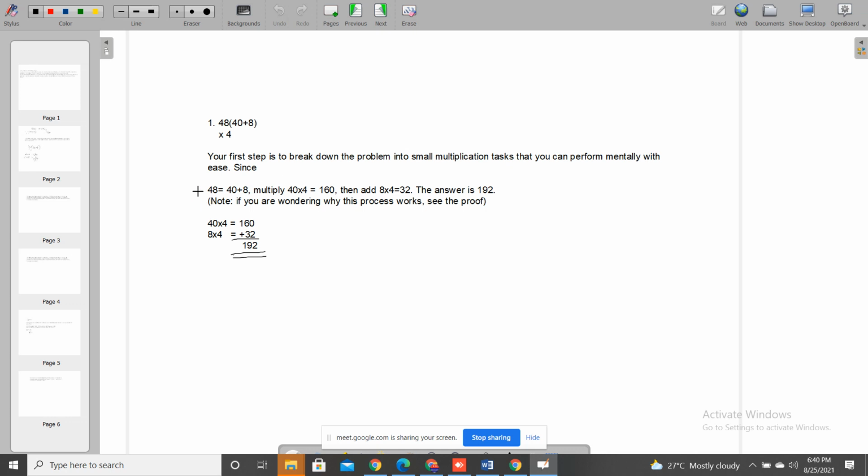You are not going to do this procedure, but if you are writing, you can go down and say 40 times 4 will give me 160. 8 times 4 is also going to give me 32. So you add them and then you are going to get your answer here as 192. Do you understand?